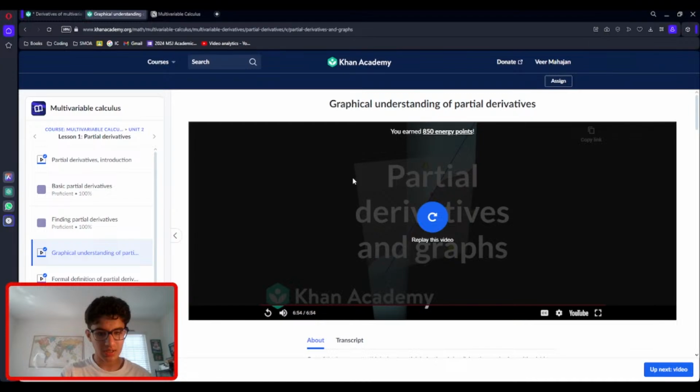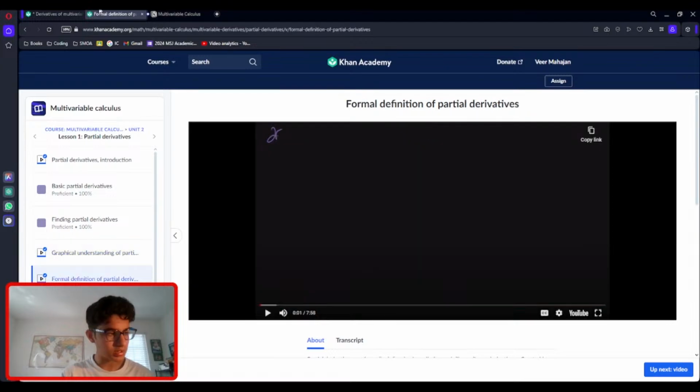Okay, formal definition. I don't think I'll take notes on that, since it's like limit stuff and I don't want to be writing all that. I want to keep notes that are more useful: how you compute it, and how you interpret it in terms of graphs. So what I want to do here is give its formal definition.